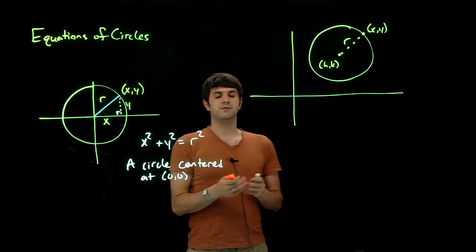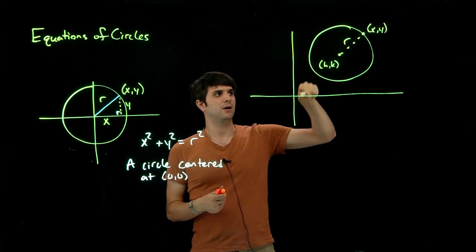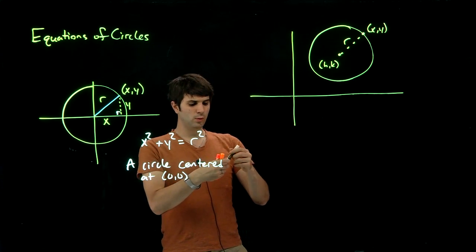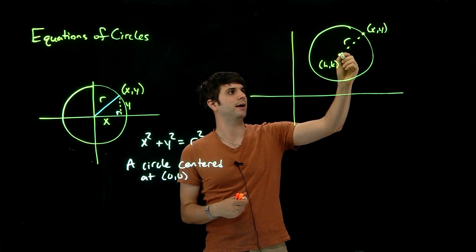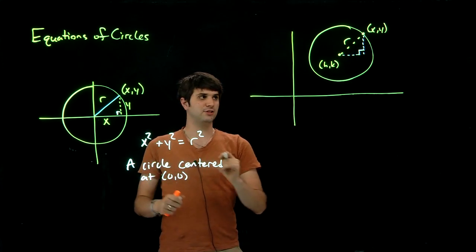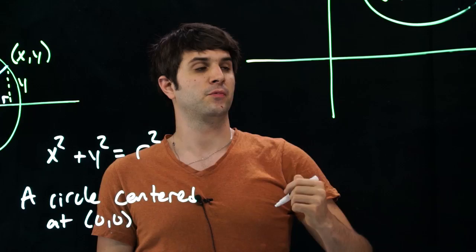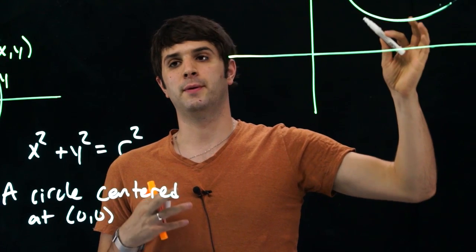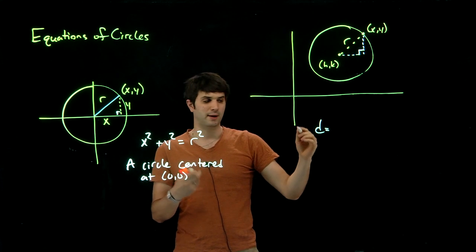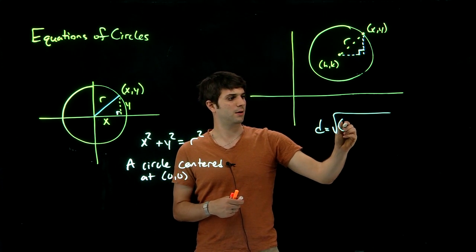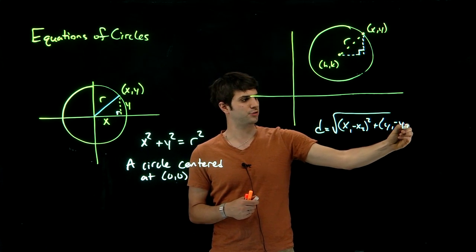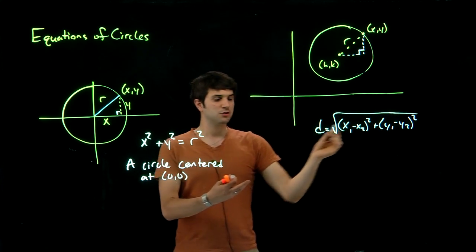Now, what if it's not centered at 0, 0? What if it's centered at, mathematicians like to use the letters h and k. Well, we're going to set up the same triangle and do the exact same logic. It's just going to be a little bit more difficult. We're going to use the distance formula here. I'm just going to write the distance formula out: d equals the root of x1 minus x2 squared plus y1 minus y2 squared. So that's our distance formula.